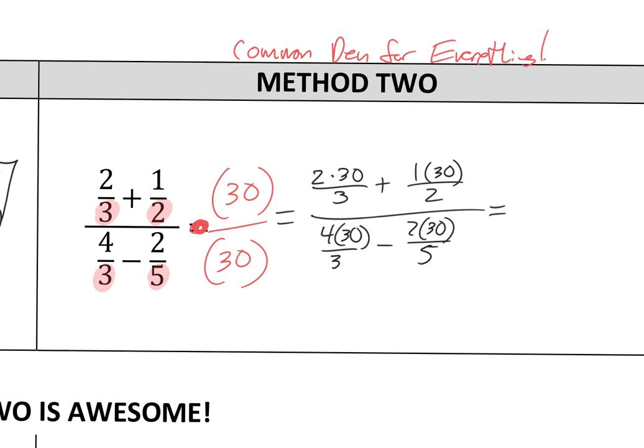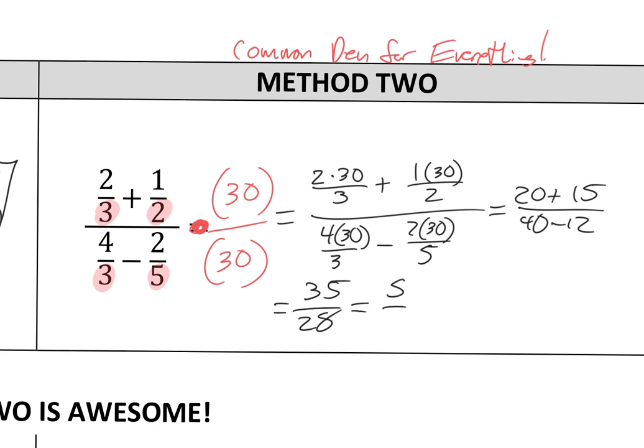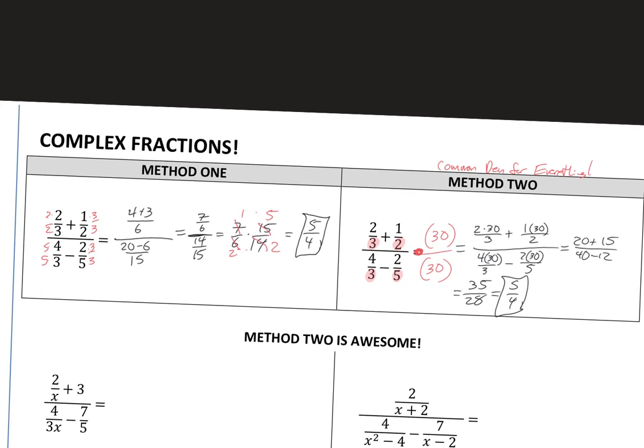So obviously, what I see here is that this turns into a 10. 10 times 2 is 20. 30 divided by 2 is 15. On the bottom, again, this turns into a 10, but 10 times 4 is 40. And then what I would do here is 30 divided by 5 is 6. 6 times 2 is 12. So really I have 35 over 40 minus 12 is 28. And then from here I could take a 7 out of everything, make this 5 over 4. So you notice it was the same problem, two different ways.